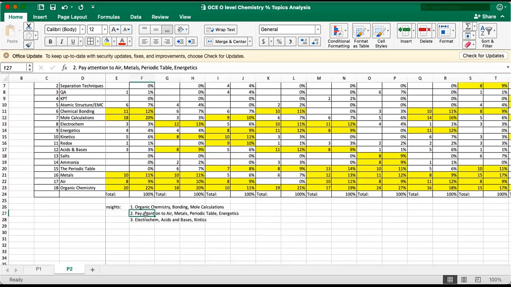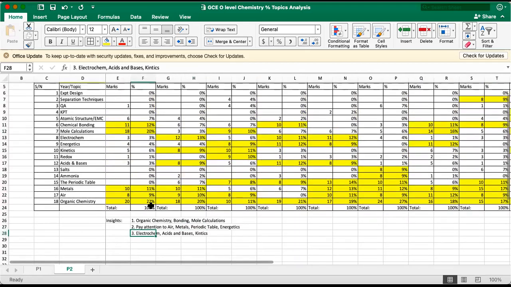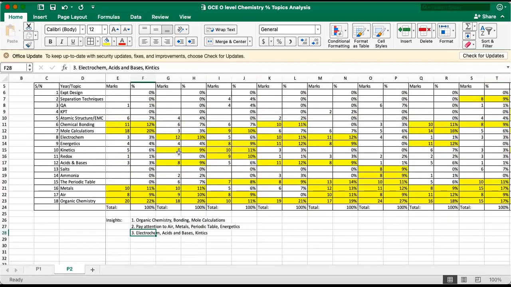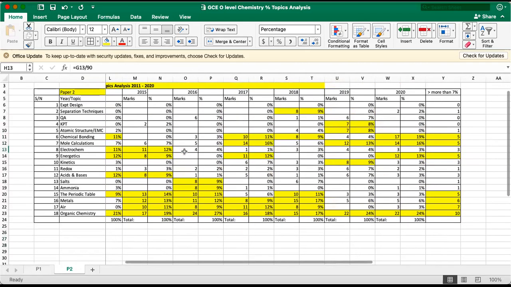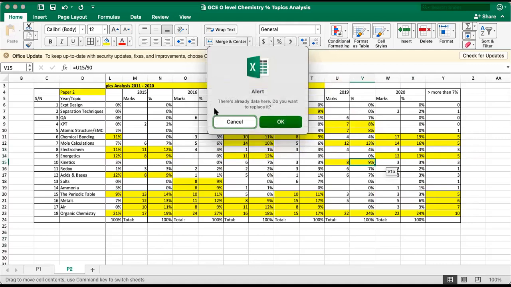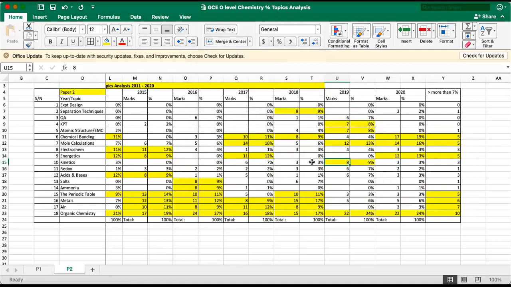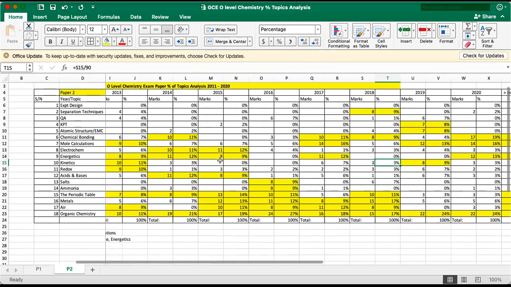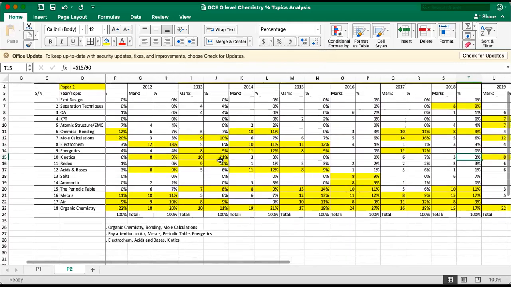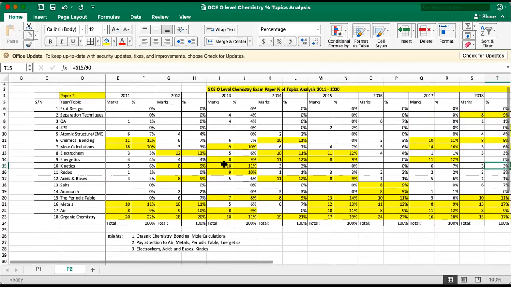Then also air, metals, periodic table, energetics. Of course, we cannot ignore electrochem, acid bases, salts, and kinetics. Kinetics seem to be not so much, but last year it came out quite a lot. Sorry, no, 2019 came out quite a high percentage. But over the 10 years, only 3 years you see that the percentage is more than 7%. So only in 1 year, it came out as a very long question.